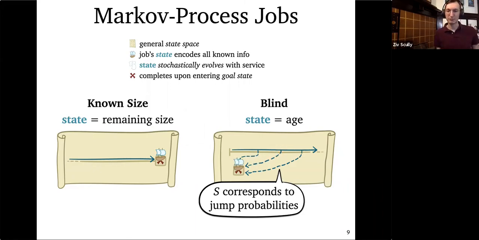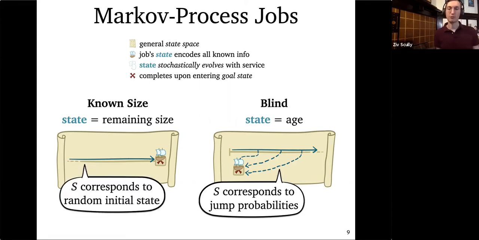And if you're wondering where the size distribution went in the known size case, the size distribution corresponds to the random initial state. So we're going to randomly initialize the job state according to the size distribution. Thereafter, we know its remaining size. All right, so any questions about either of these examples of Markov process jobs?